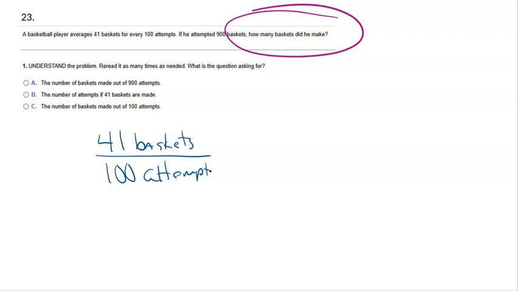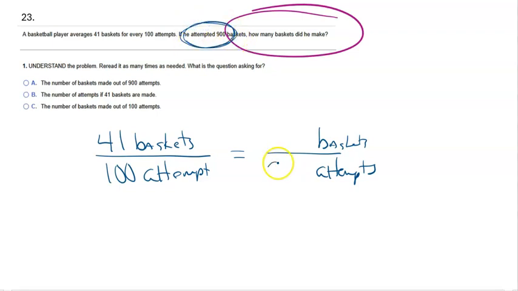Okay, that's a ratio. Now, that would be equal to another ratio where you have baskets on top and attempts on the bottom. So it says if he attempted 900 baskets. Now, which is that? Is that baskets or attempts? Well, it's attempted. He attempted 900 baskets, so it's 900 attempts. But how many baskets did he make? So if we were actually going to solve this problem, and it may go on to ask you that. I don't know. Once again, I just screenshotted the problem, but didn't work my way through it first to see if they ask you more questions. So we're going to look at it all the way around.